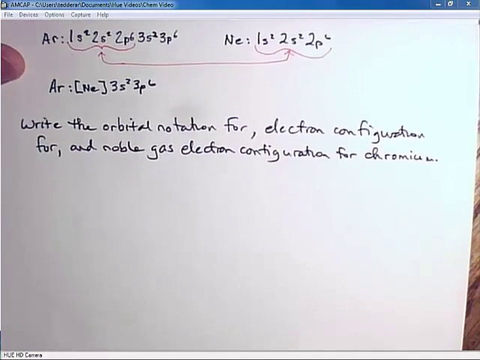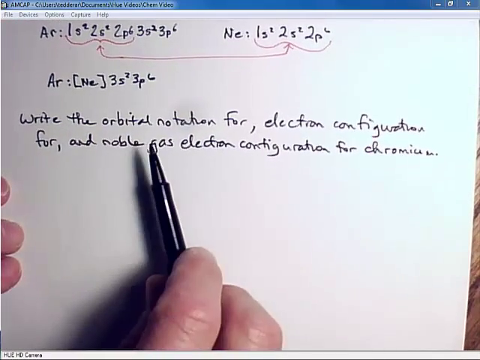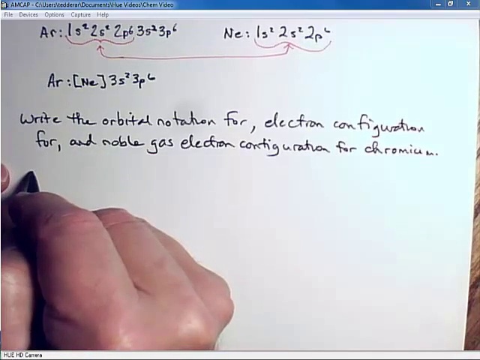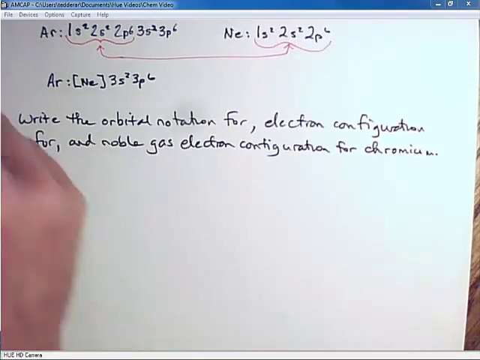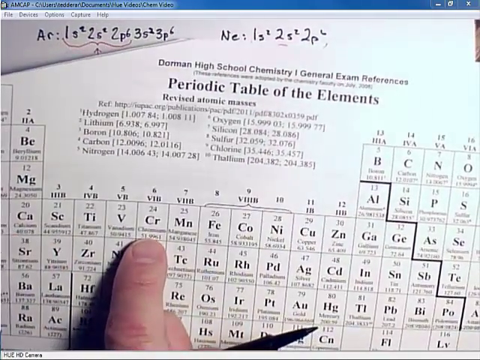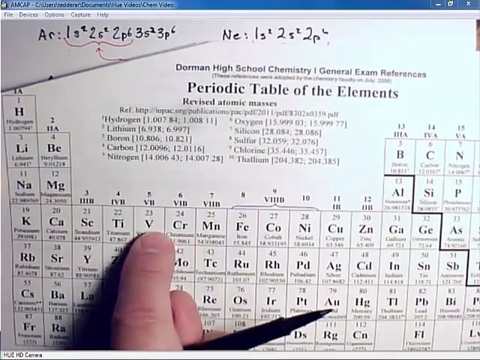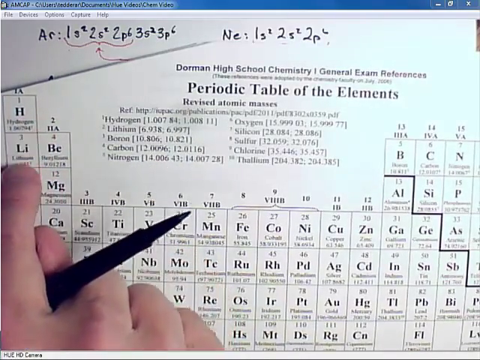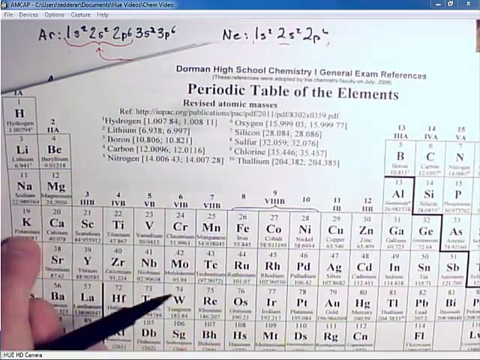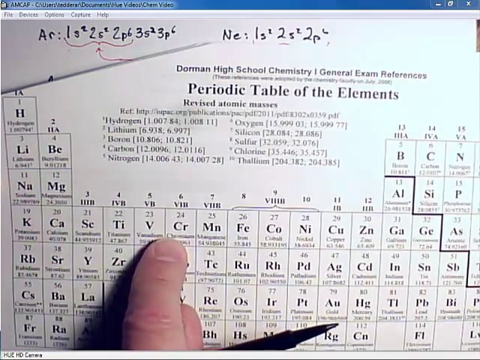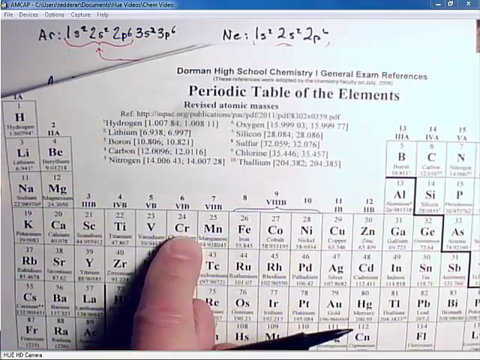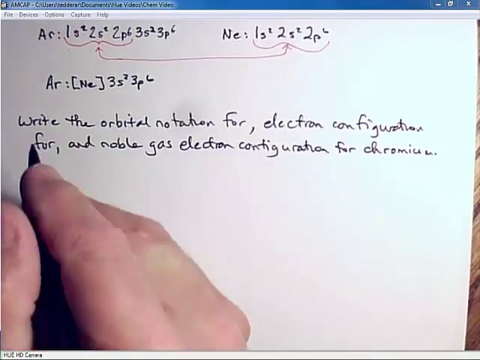All right. So now let's do the orbital notation, electron configuration, and noble gas configuration for chromium. Chromium symbol is Cr, and Cr is located right here. It's on the fourth row. So we're going to fill up all three primary energy levels up to 4. We're going to fill up all of 4s and only partially fill up 3d.